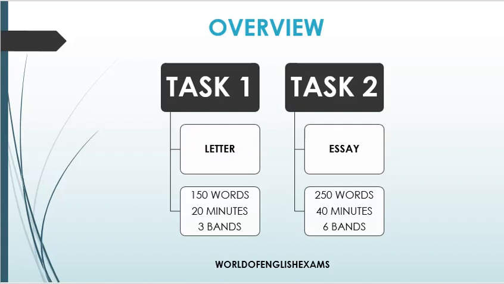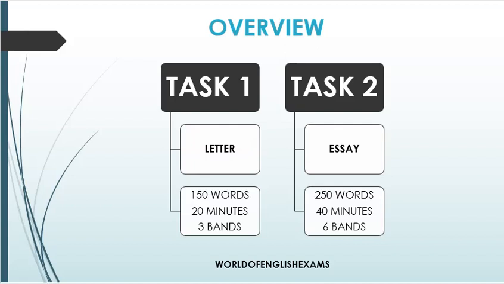Then around 40 minutes of time will be given to complete the essay, and 6 bands will be allotted, or 66% of the overall score is due to task 2. Now if you complete both the tasks within the time frame, only then you are going to get a high score. Just remember that. And now stating that task 1 is very important for 3 bands, we are going to learn how to write a perfect letter in an informal style.